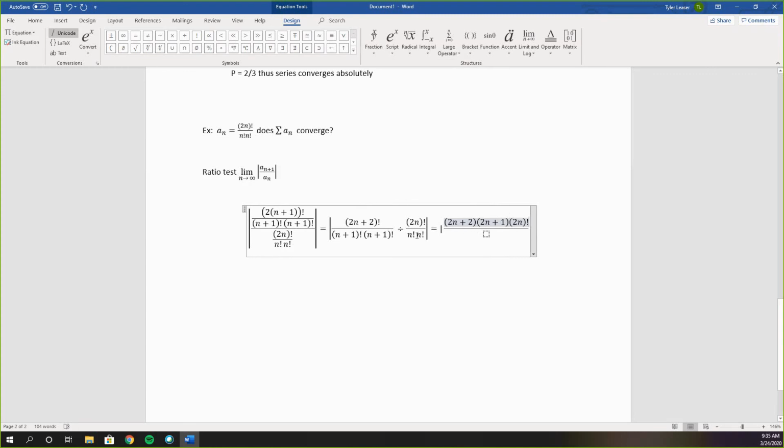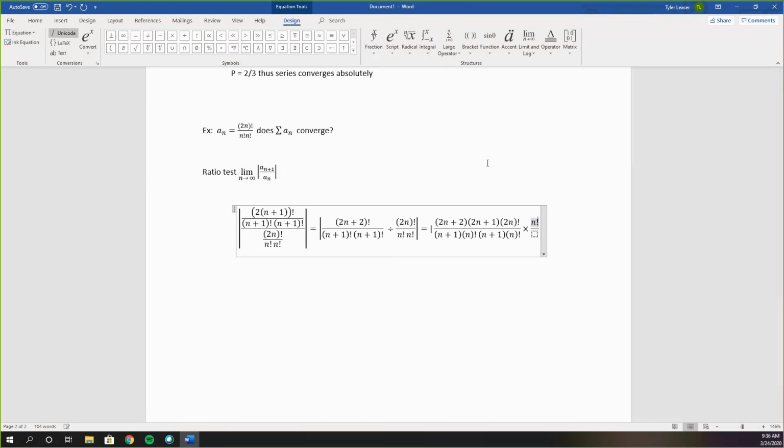Same thing I'm going to do here. n plus 1 factorial is the same thing as n plus 1 times n factorial. And then my other n plus 1 factorial will do the same thing: n plus 1 times n factorial. Okay. Now this is still going to be divided by this, but now I'm going to rewrite that a little bit as multiplied by the reciprocal, n factorial divided by that 2n factorial.